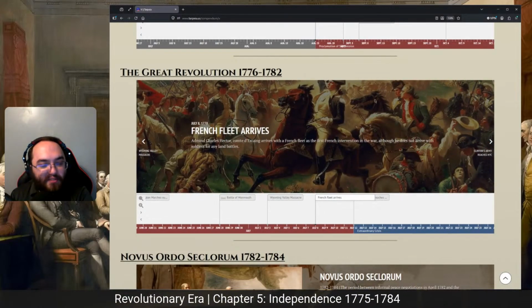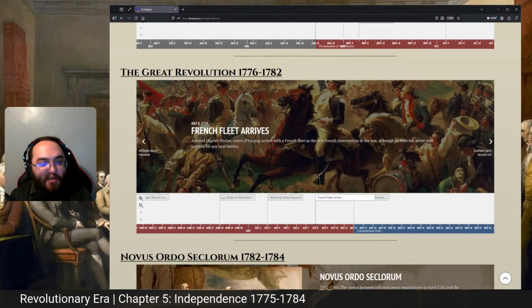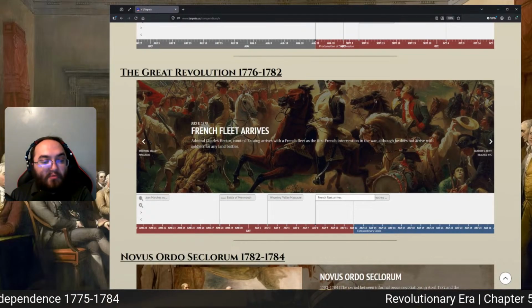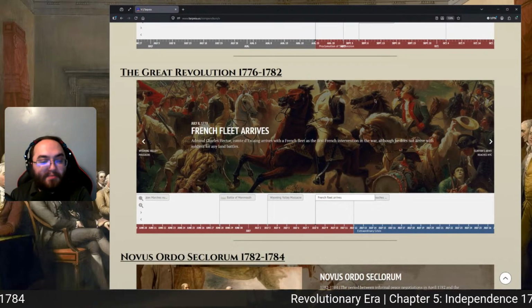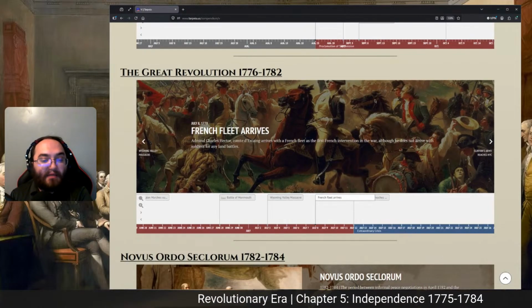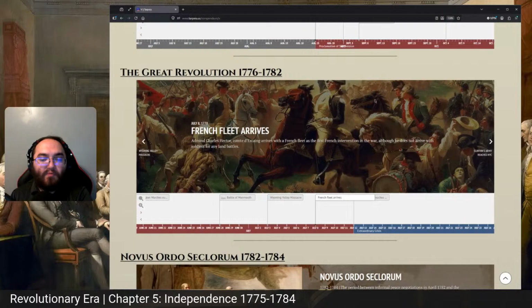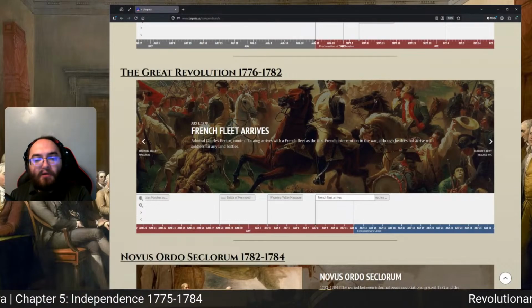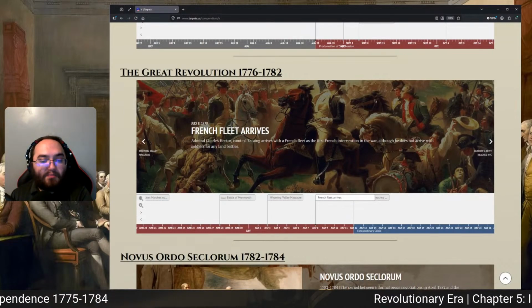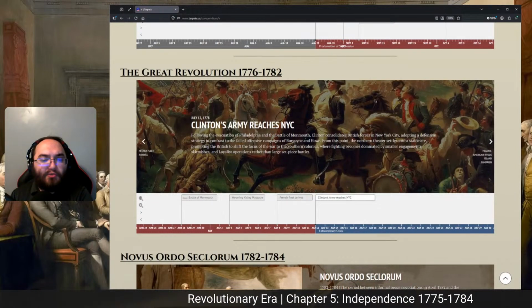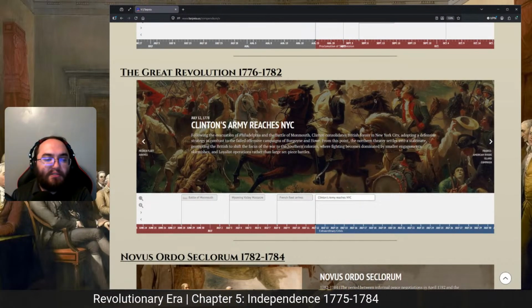The French fleet arrives. This is just the fleet, not the army, led by Admiral Charles Hector, Comte d'Estaing. He arrives with a French fleet as the first French intervention of the war, although he does not arrive with soldiers for any land battles. Clinton's army will reach New York City on July 12, 1778.